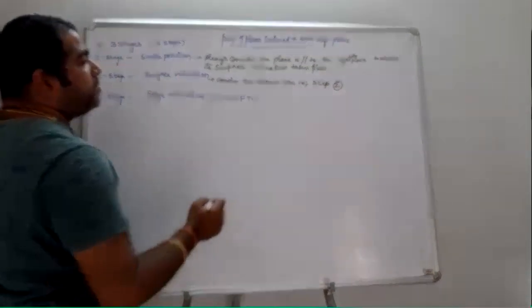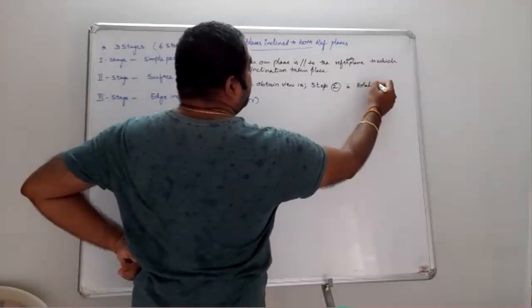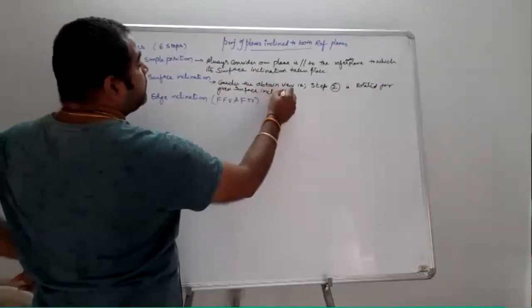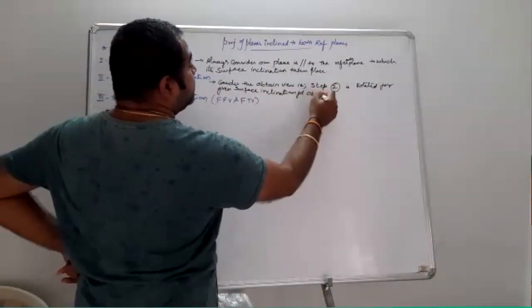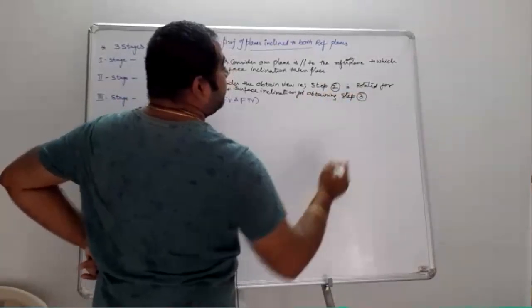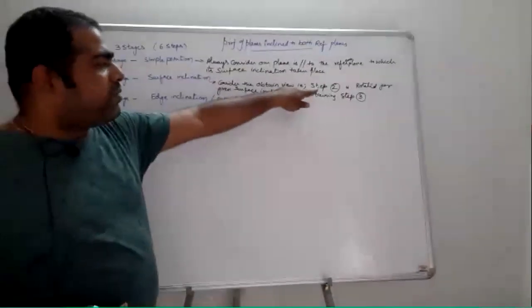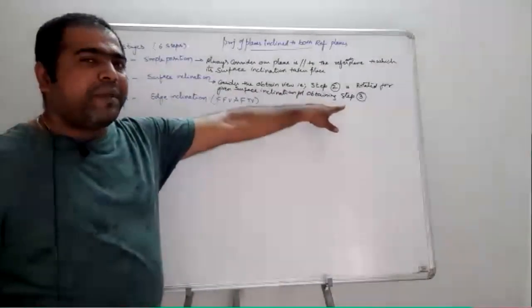Okay, step 2 is rotated for the given surface inclination for obtaining step 3. We already know that our step 3 is always going to be beside step 2. So here the surface inclination means consider the obtained view, that is, step 2 is to be rotated for the given surface inclination. Okay, so from that we will obtain step 3.